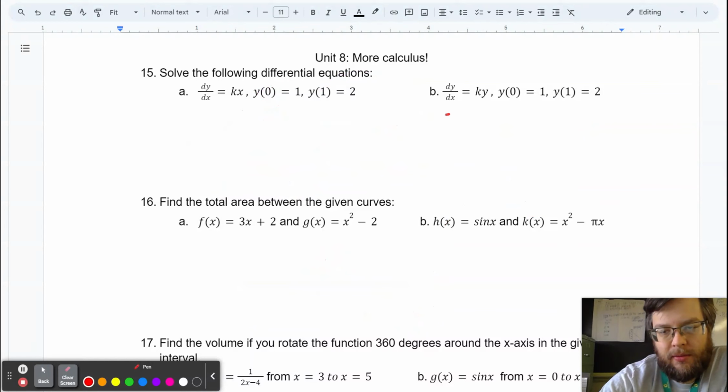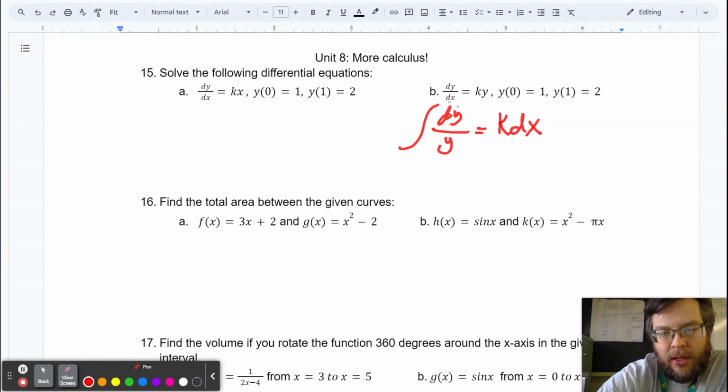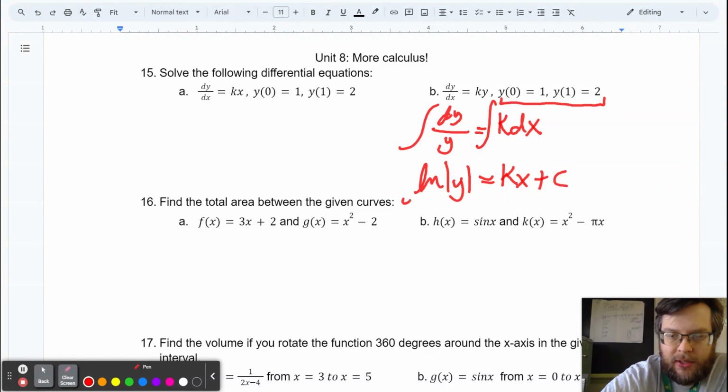Second one, very similar, except we want to divide by y to get our letters separated this time because it's k times y. So you divide by y to move to the left side. Integrate both sides, and we get the natural log of the absolute value of y equals kx plus c. Because my initial conditions are positive y values, I can just ignore those absolute value bars. And I can do e to the left side and e to the right side.